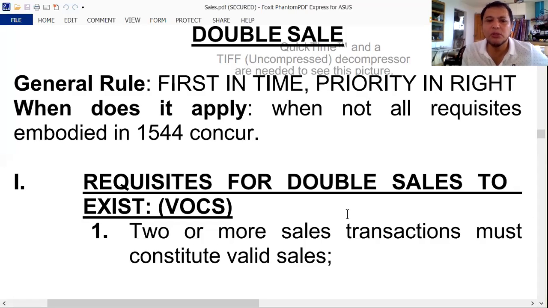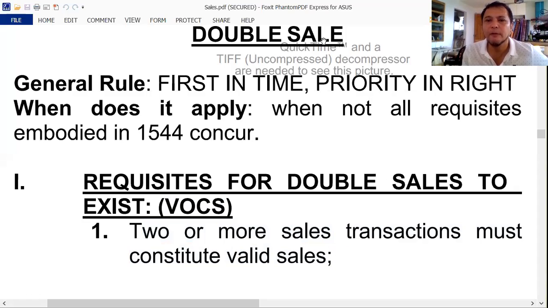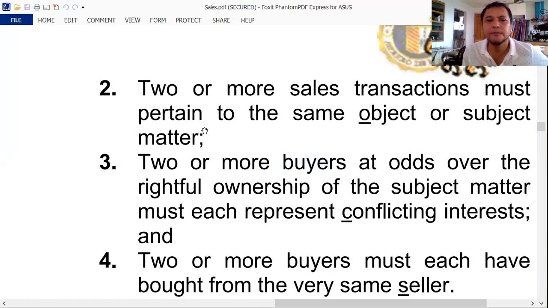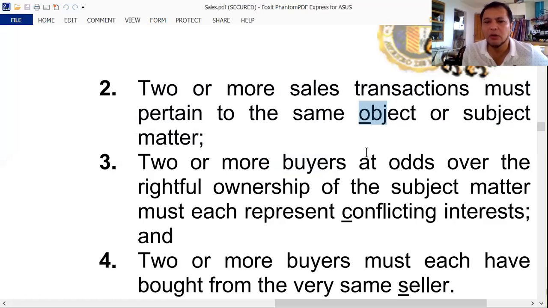The requisites for double sales to exist, we have here an acronym, VOCS, VOX. The first one is that two or more sales transactions must constitute valid sales. So there must be two sales to two different persons. That's the first requisite, the V, valid sales. And the second, two or more sales transactions pertain to the same object or matter. So the O is here, same object or subject matter.